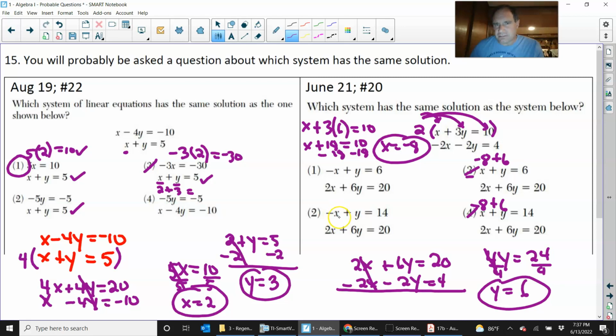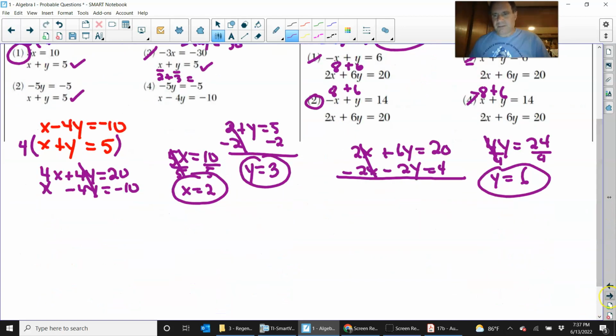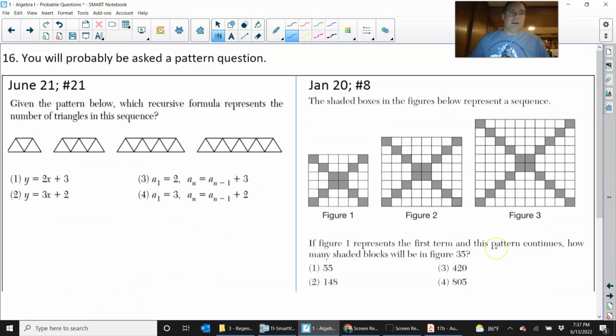Negative x. All right, let me start with 1. Negative x. If x is already negative 8, that means they want me to substitute an 8 in, plus y, which is 6. Does that equal 6? No. 8 plus 6 equals 14. This works. 2 is your answer. I don't even care about the second one, but it does work. All right, that's how you do that. Really difficult pattern questions, but it's not really that bad.